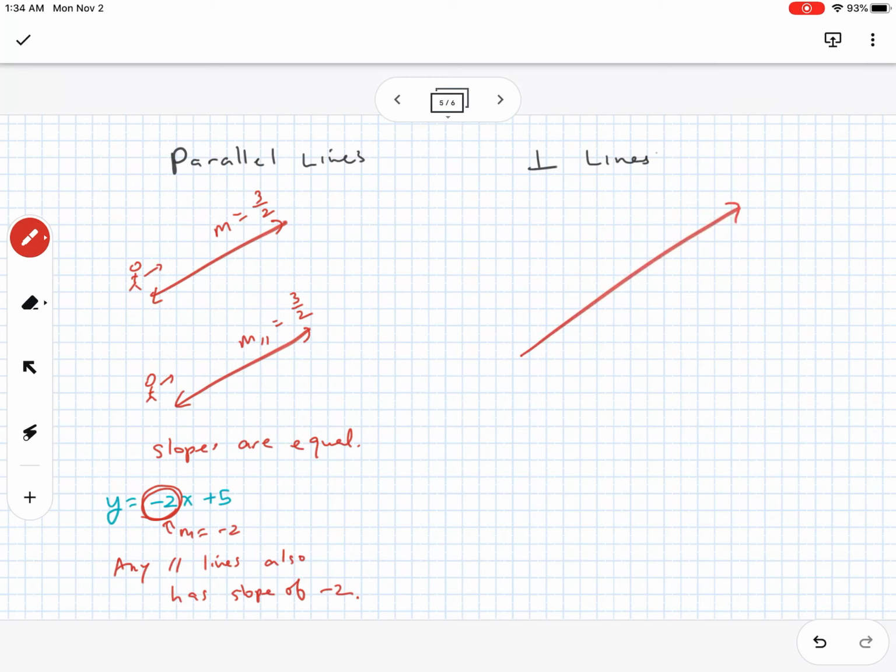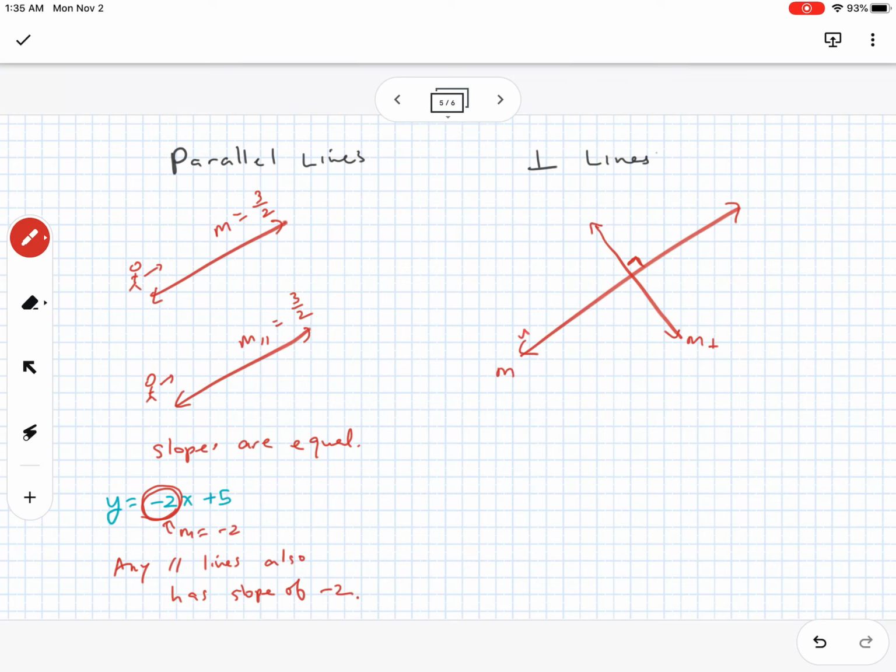The second part is the perpendicular lines. Perpendicular lines are not parallel, so they don't have the same slope. It's quite the opposite, actually. So imagine something like this, when perpendicular lines meet at a 90-degree angle like this. So the slope here, and then we have a slope of the perpendicular line.